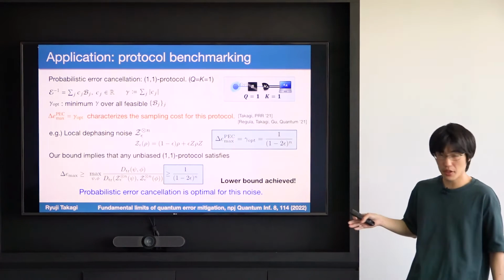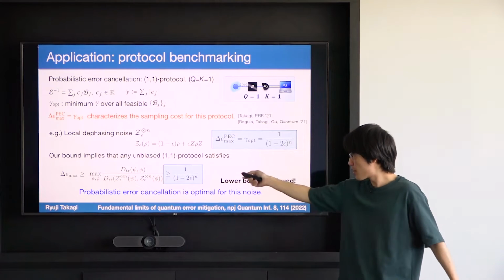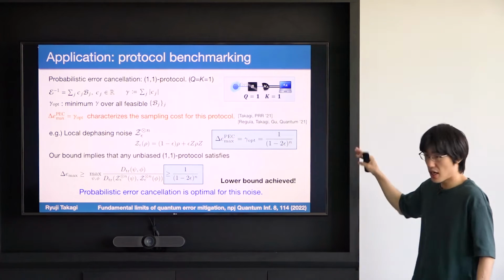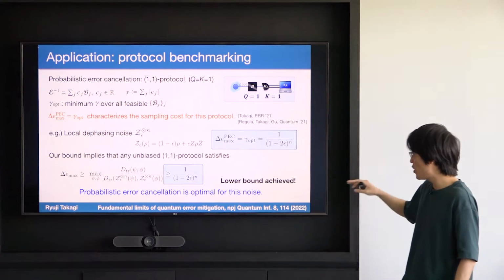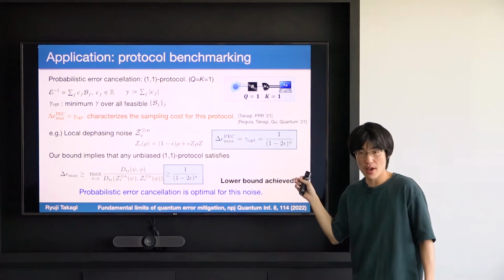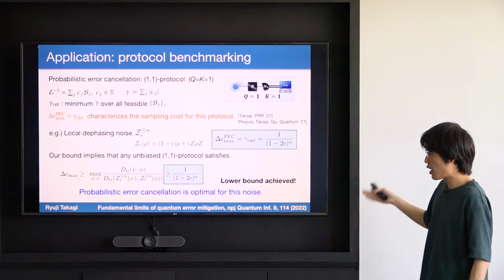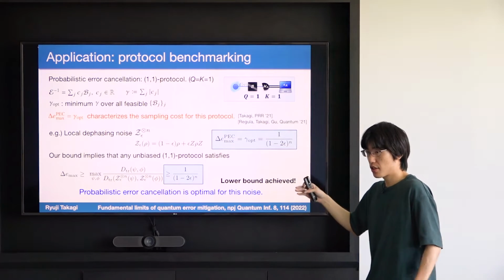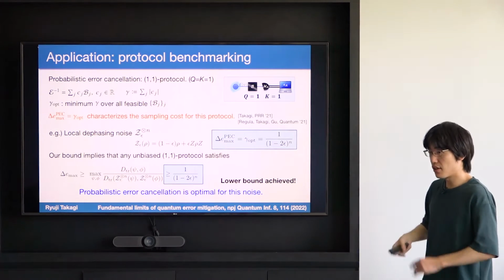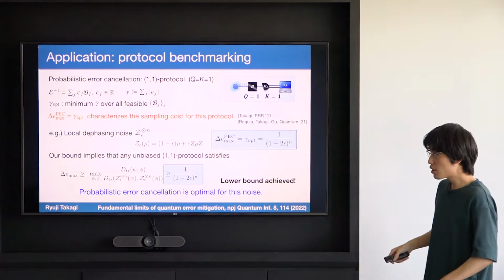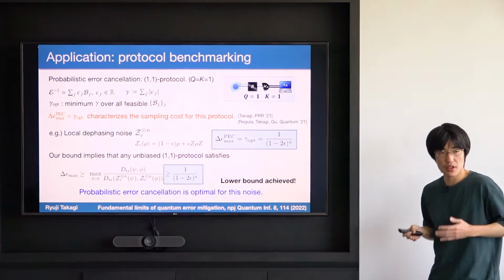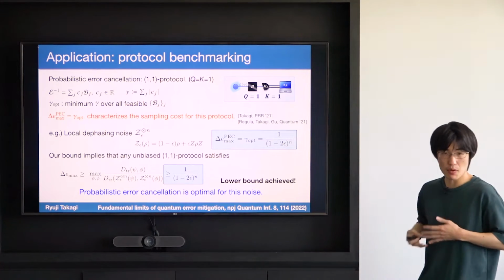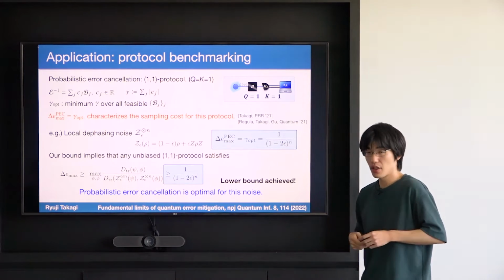And after some calculation, you can get this lower bound. Then this lower bound, as you can see, coincides with each other. So this lower bound is achieved by this probabilistic cancellation method. So by that, we could argue that this probabilistic cancellation is optimal for this scenario, at least in this specific sense. So this is kind of a restricted setting still, but this at least gives you one approach to discuss such an optimality question.